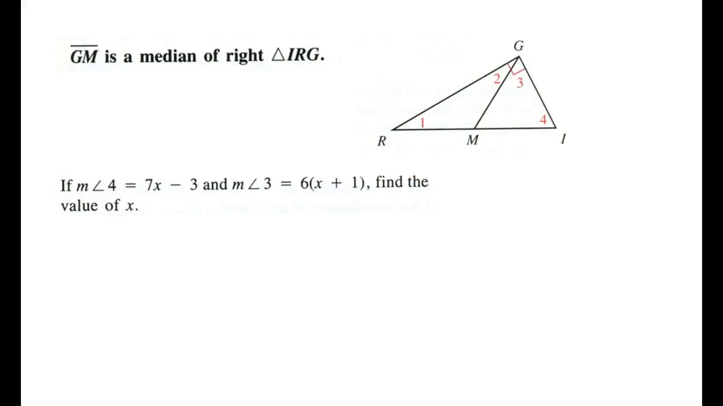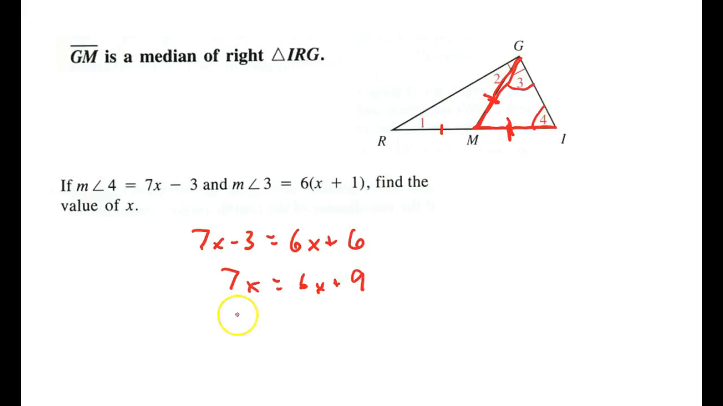Okay, and here we're given that GM is a median of right triangle IRG, so that means that M is the midpoint, so that's congruent to that, and that's congruent to that. So you notice that what I have here now is an isosceles triangle right here. Okay, which means that angle 3 and angle 4 have to equal each other by the isosceles triangle theorem. So that means that 7x minus 3 must equal 6x plus 6. And if I add 3 to both sides and subtract 6x from both sides, I get x equals 9.